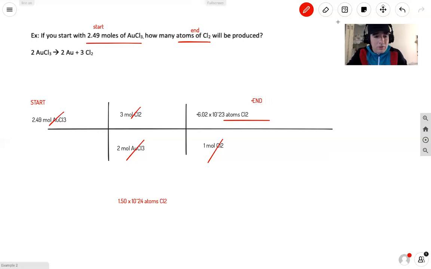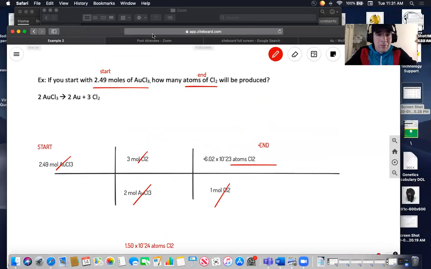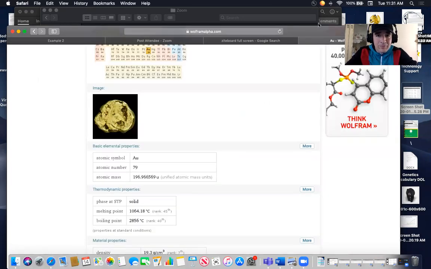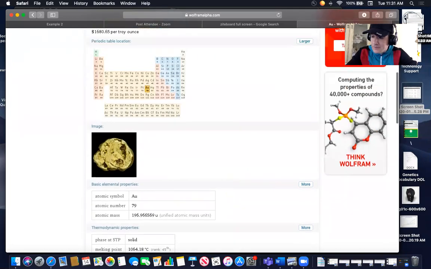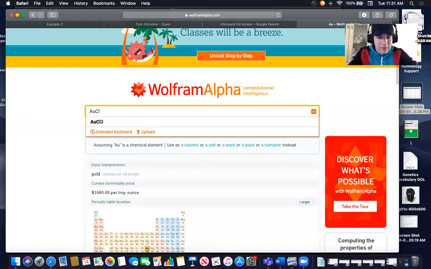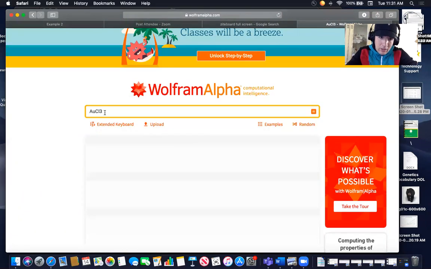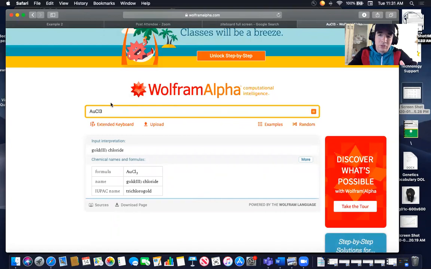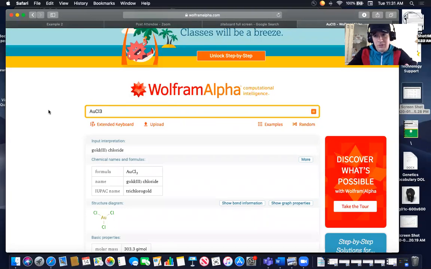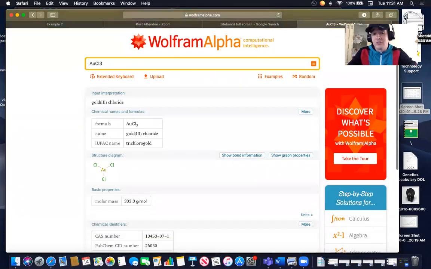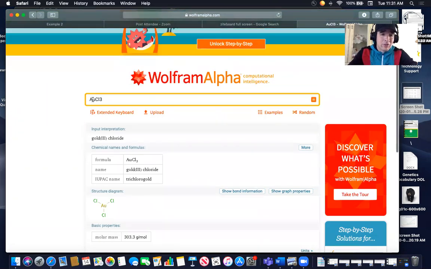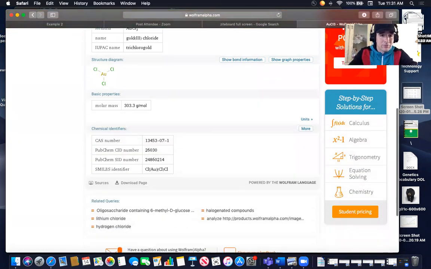Let's see, how do I get out of here? Escape. Okay. So remember, there's this cool site called Wolfram Alpha, and I'll show you how it works. If I want to find the molar mass of gold trichloride, you'd come to this website. There's a folder in Schoology with chemistry resources, and it's in there if you need it. A lot of y'all don't have calculators at home, and this will save you a lot of time. Even if you do have a calculator, this will save you an insane amount of time. So I come in here and type in gold trichloride, AuCl3, into Wolfram Alpha. It gives me a bunch of cool stuff about it, and then it gives me my molar mass.